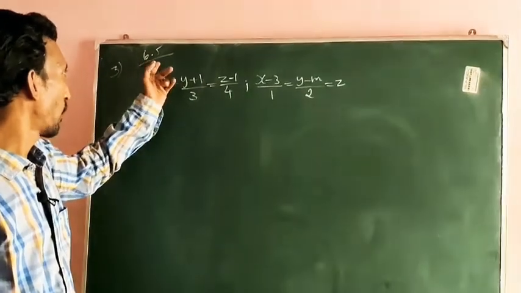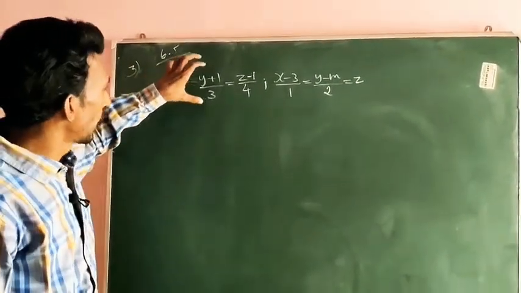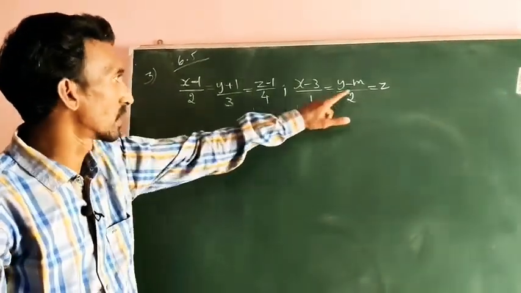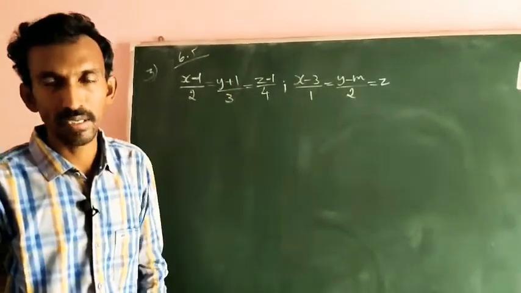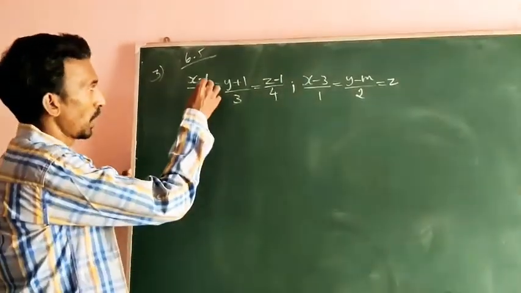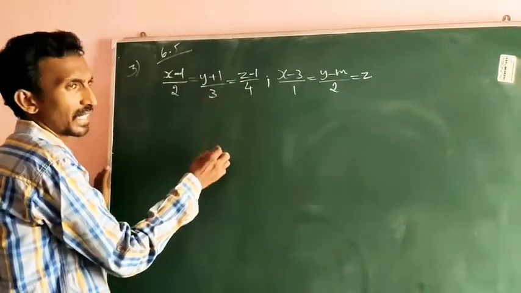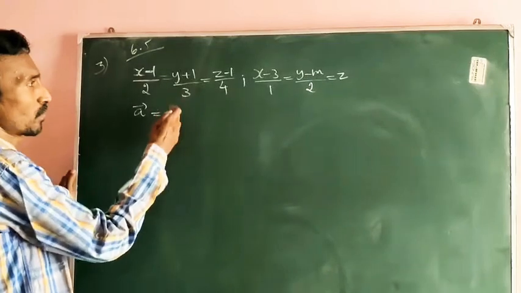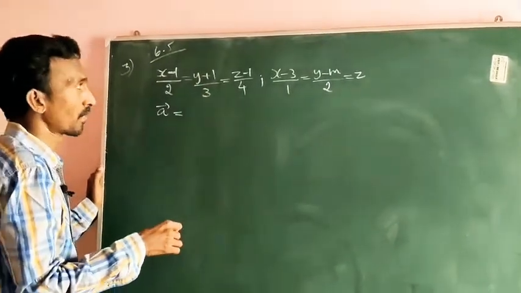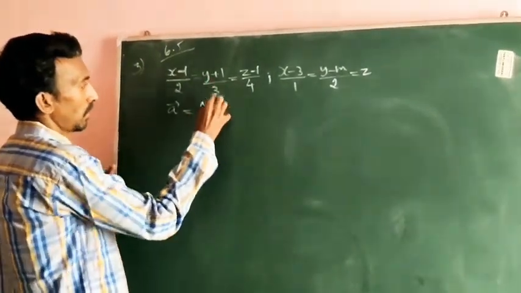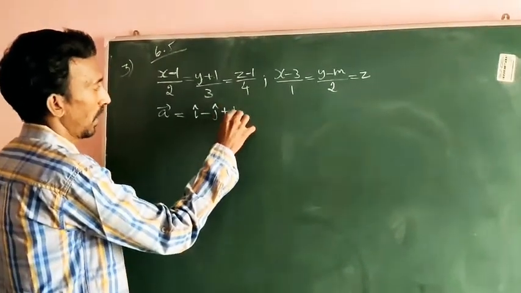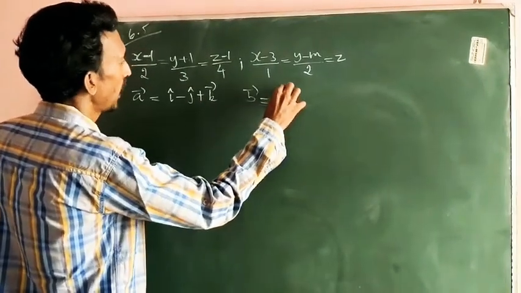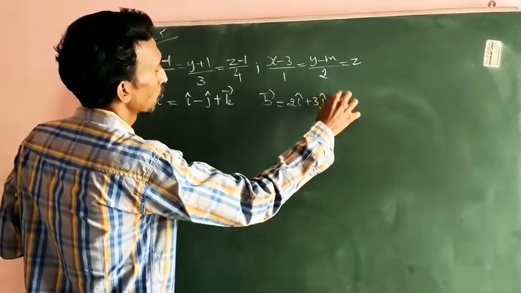Now the same exercise 6.5, question number 3. If the given two lines intersect at a point, then find the value of this m. Both are given in Cartesian form. Don't worry. From the numerator, just change the sign and we can take a vector. So a vector: minus means plus, plus means minus. First compare whether they are in the general form or not. So i minus j plus k. Okay, so b vector from the denominator: 2i plus 3j plus 4k.